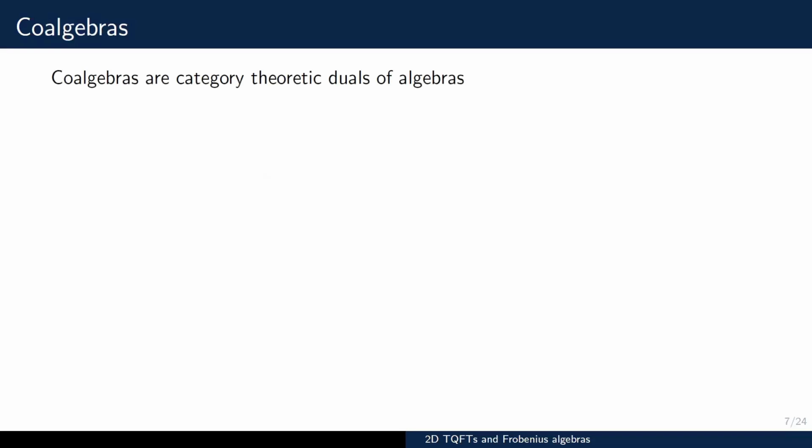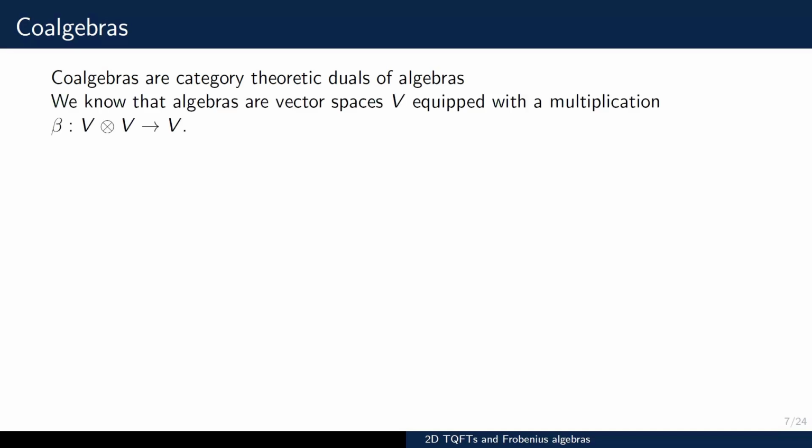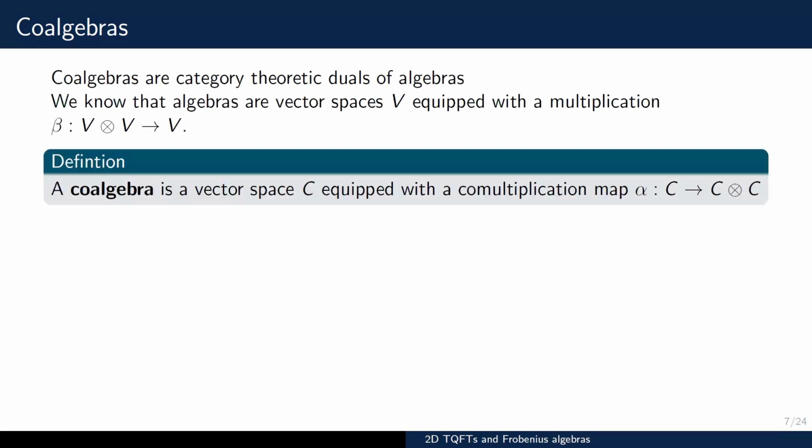Another thing that we're going to come across in this presentation are coalgebras. Now, coalgebras are category theoretic duals of algebras, category theoretic in the sense of reversing arrows. I'll demonstrate shortly. So we know that algebras are just vector spaces equipped with a multiplication map. Similarly, a coalgebra is just a vector space equipped with a co-multiplication map. These often go by different names: coproduct, deconcatenation map, etc. But anyways, it's just a similar map, just that the arrows are reversed.